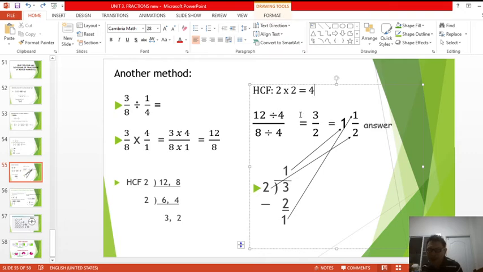12 divided by 4 is 3. 8 divided by 4 is 2. Now look at that. So now we have the simplified version of this. So we get 3 over 2. Again, this is still an improper fraction. 3 is bigger than 2.